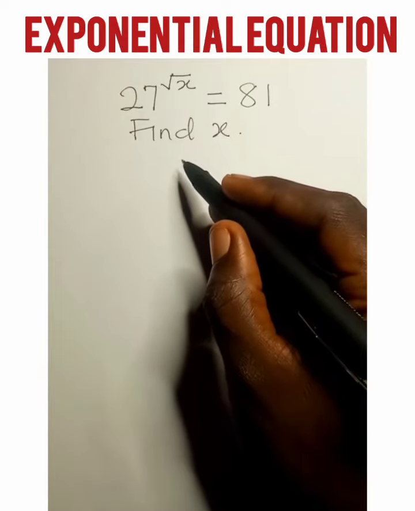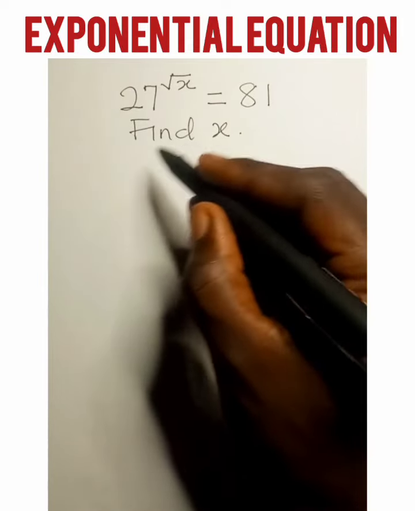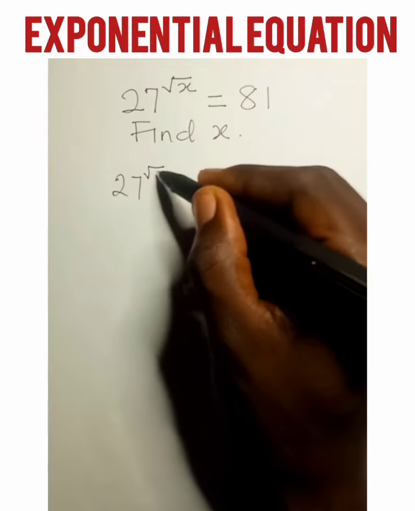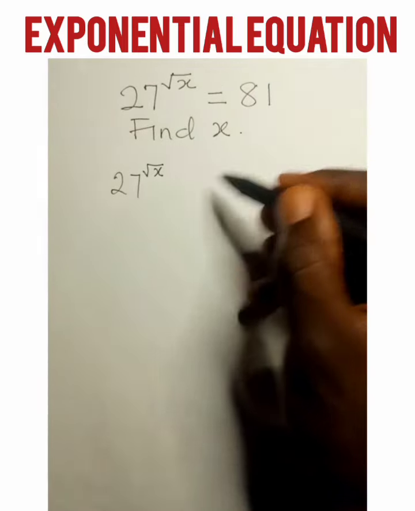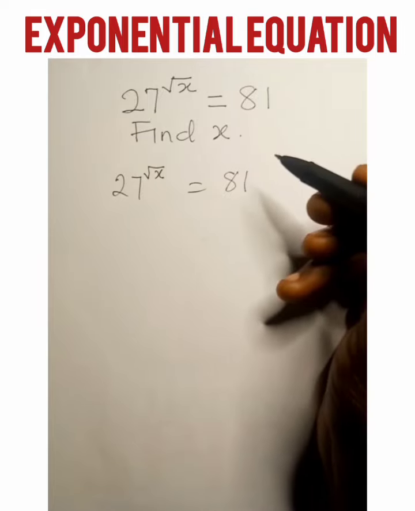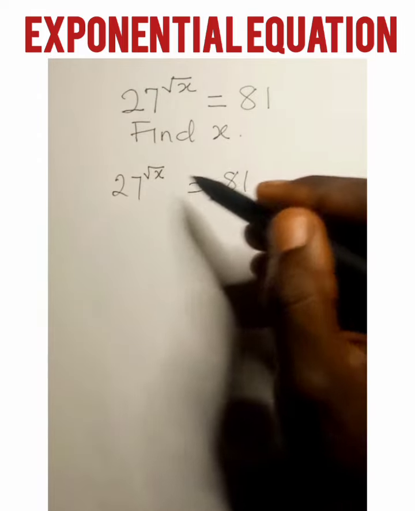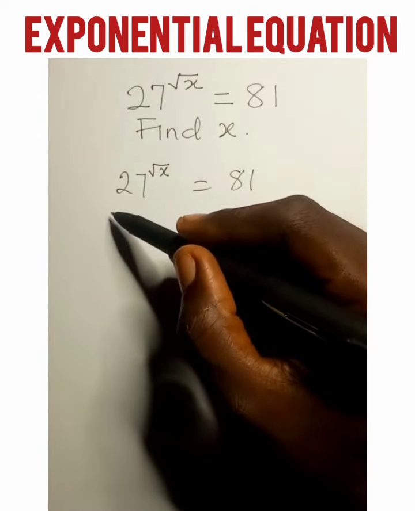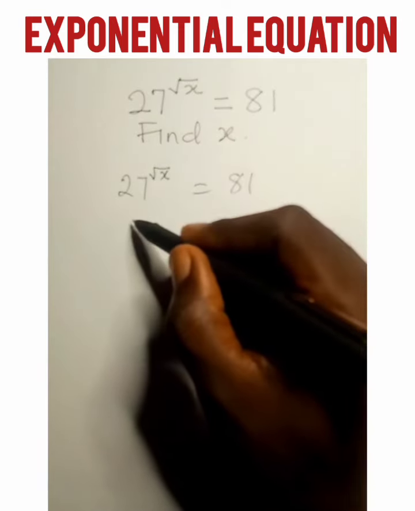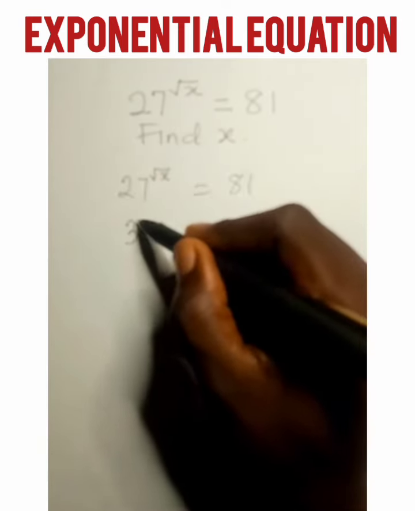Problem. We have 27 to power root x equal to 81. Now, what we are going to do here is to express this 27 to index form. So we can express it to 3 raised to power 3.